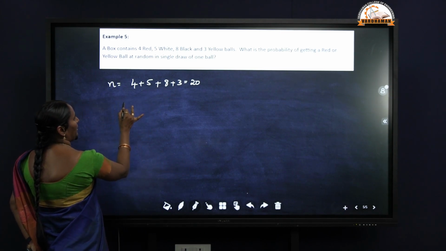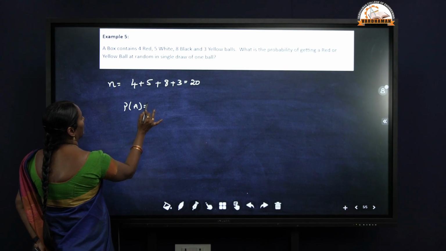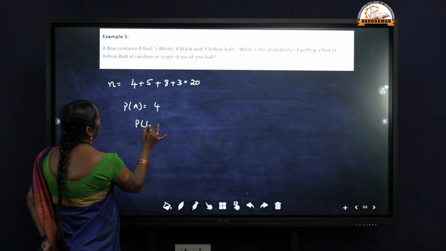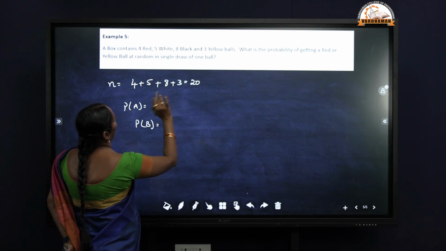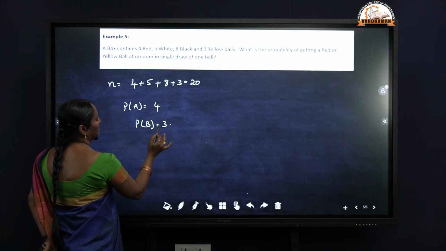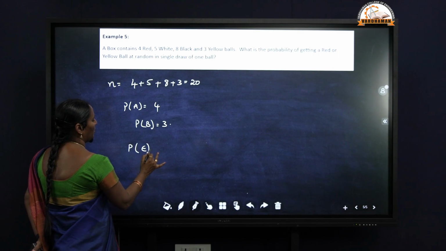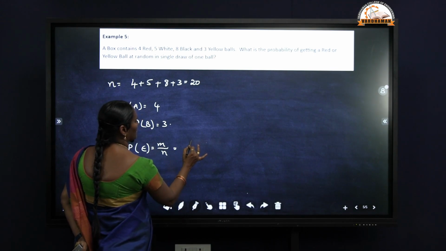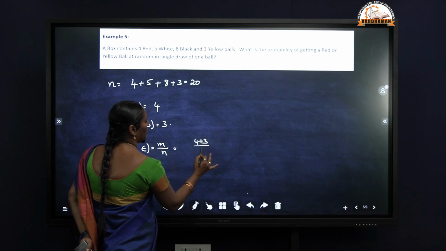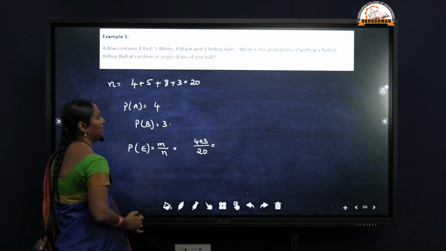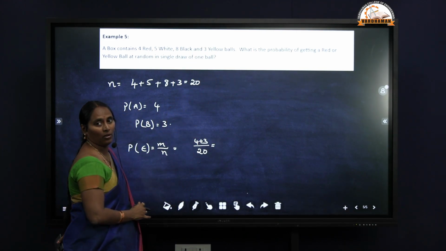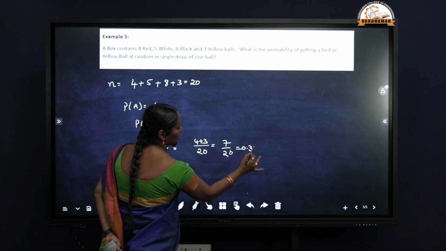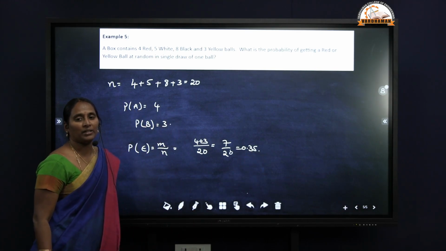Now let us see the probability of getting a red ball. P of A is equal to the number of red balls, which is 4. P of B is the probability of getting a yellow ball, which is 3. P of E is equal to favorable number of cases by total number of cases. So P of E is equal to 4 plus 3 out of 20, since red or yellow indicates plus. So it is 7 by 20, which is equal to 0.35, the required probability for the given problem.